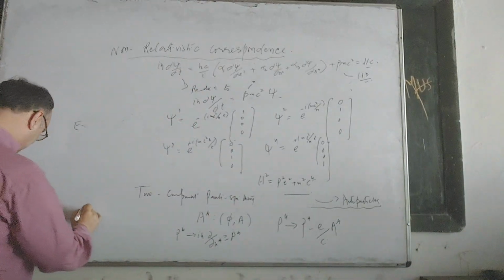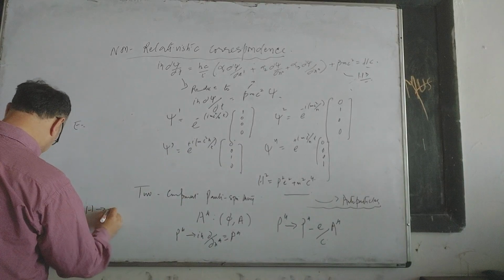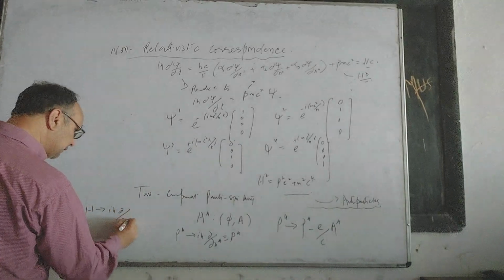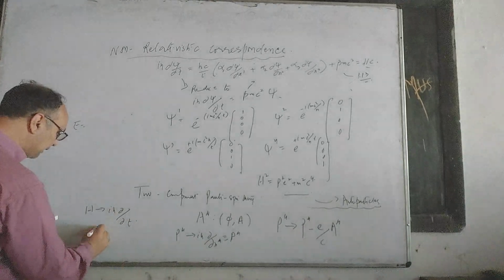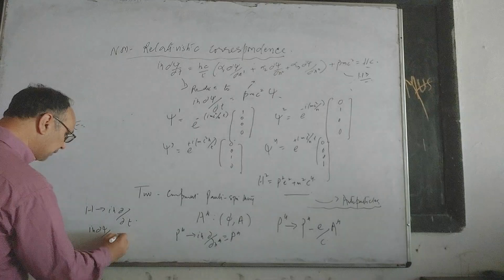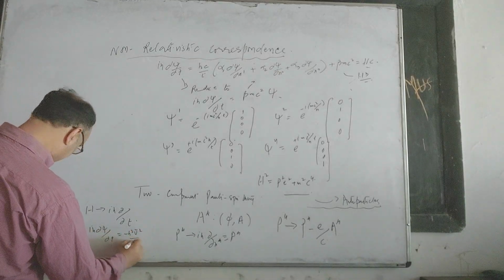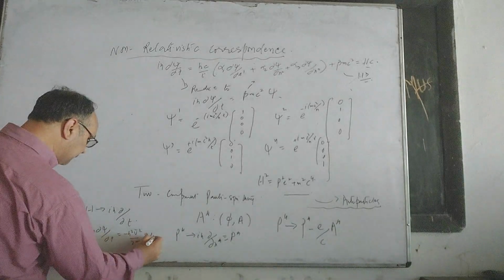अगर हमारे पास हैमिल्टोनियन है, Hamiltonian if you remember it's iota h dψ by dt, and जो हमारे पास श्रोडिंगर इक्वेशन की फॉर्म है, it's basically h square del square by 2m ψ, dψ by dt.